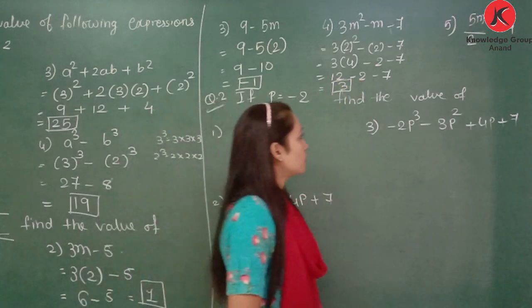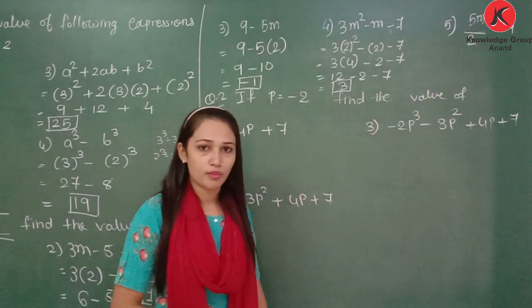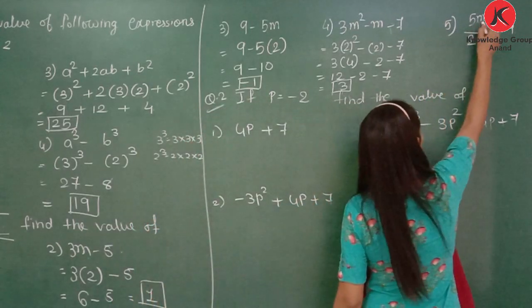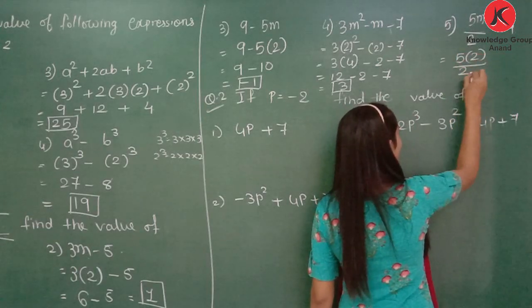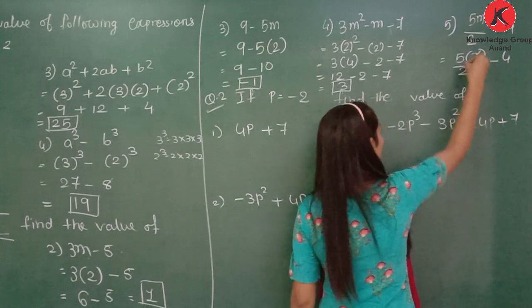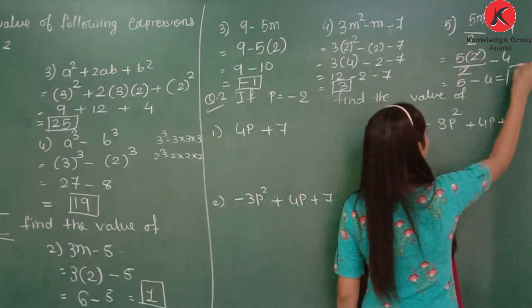Now next one. 5m divide 2 minus 4. Value of m is what? 2. Now this 5 is in multiplication. We write 5 inside the bracket 2, divide 2, minus 4. So here 2 will be cancelled out. So 5 minus 4 is 1.